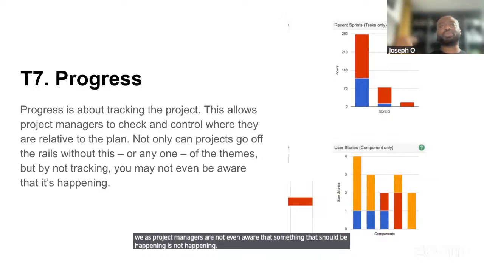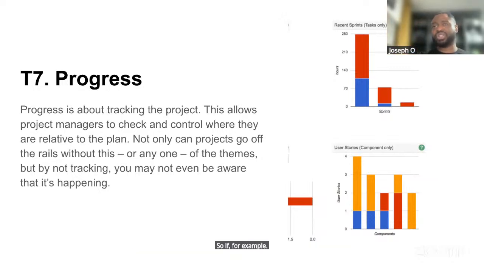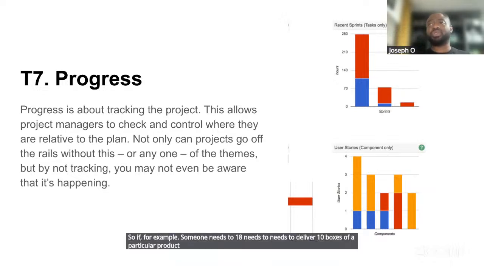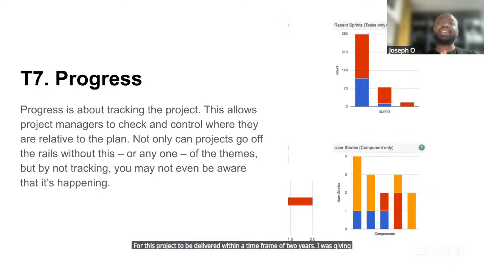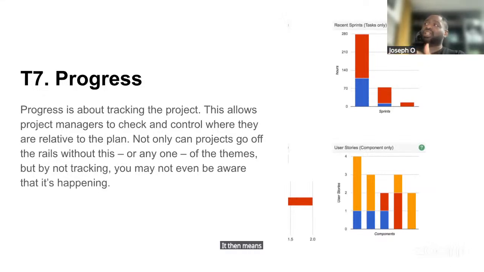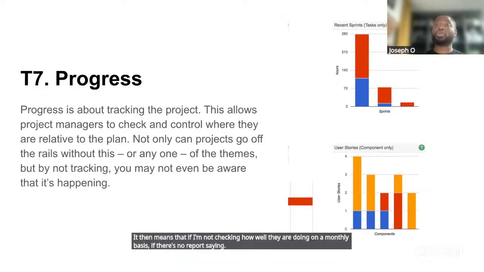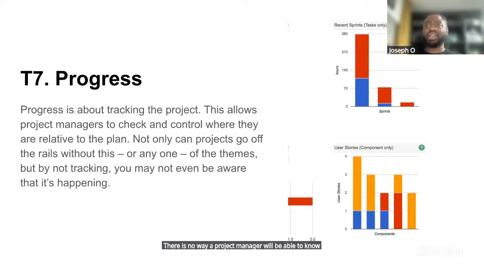So if, for example, a team needs to deliver maybe 10 boxes of a particular product every month for this project to be delivered within a time frame of 2 years that we've given ourselves, it then means that if I'm not checking how well they are doing on a monthly basis, if there's no report saying this is how far we should have gone and this is how far we've done, there is no way a project manager will be able to know and judge where they are in the journey.